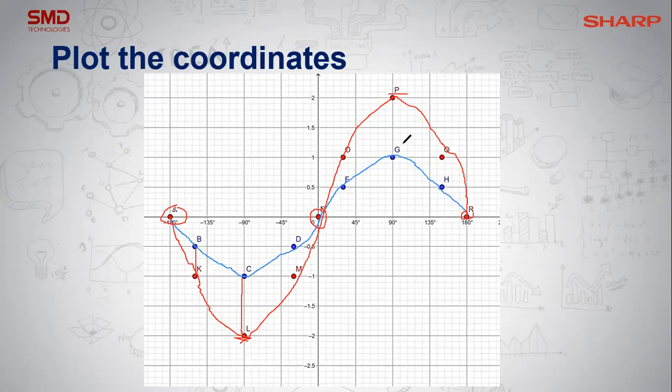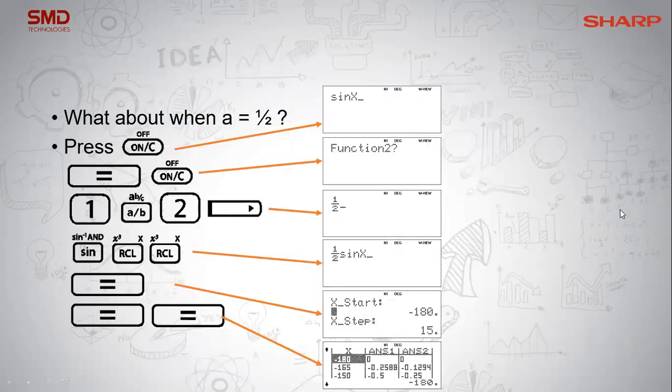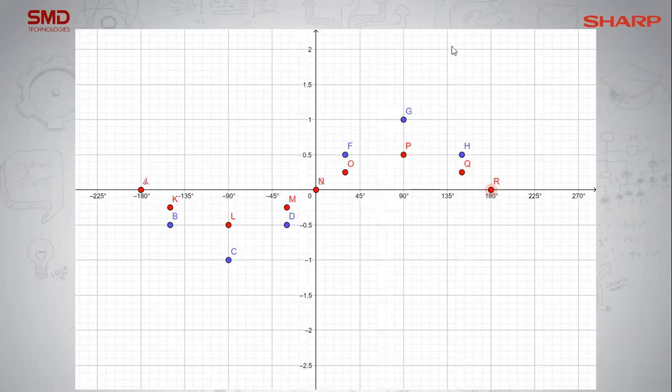So our A changes the size of our wave. We'll come back to that, because in the next example we look at when A is a half. Again, I'm doing exactly the same thing on the calculator. I'm not going to go back to it because you sort of get the idea. And then again, I'm going to plot the points.